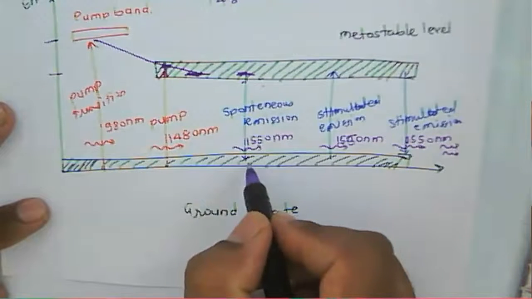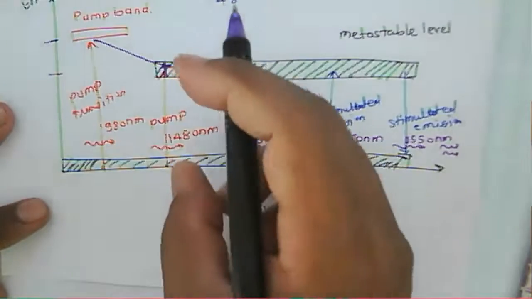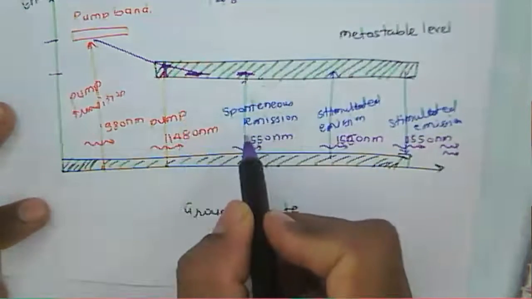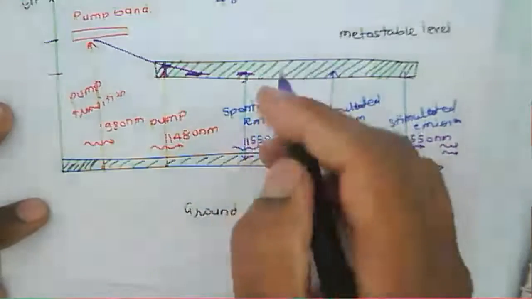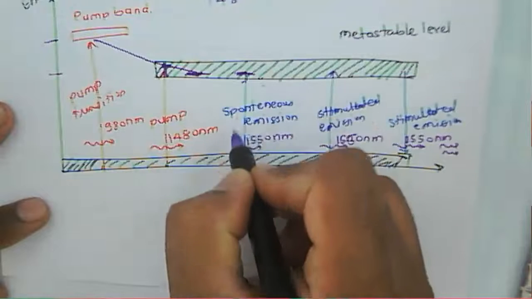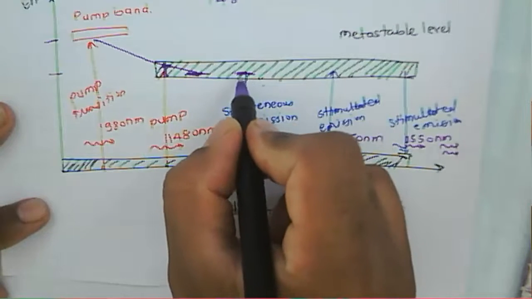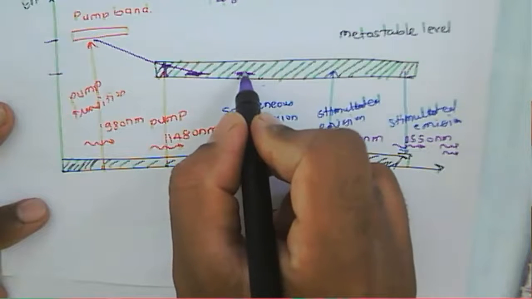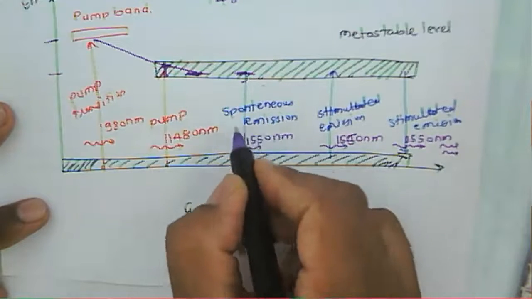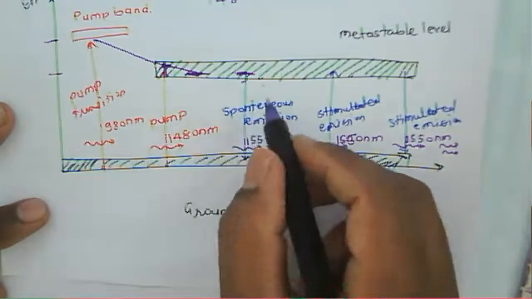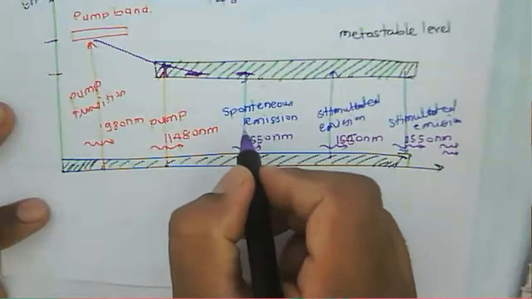this ground state here in the absence of any external stimulated photon flux. That is nothing but a transition from this metastable state to the ground state, and that decay of a photon from this higher energy state to this lower energy state is called spontaneous emission, and that spontaneous emission will add noise to this amplifier.